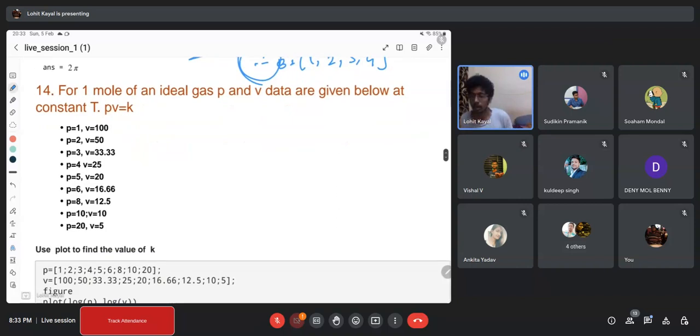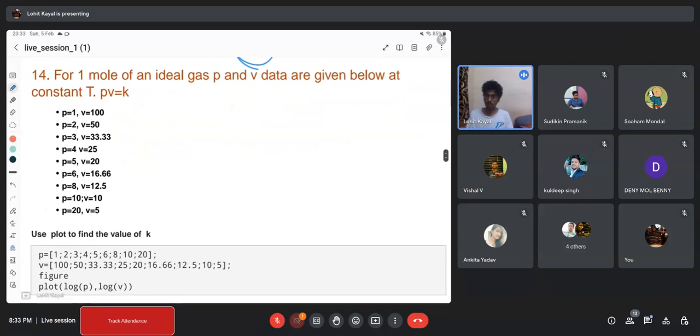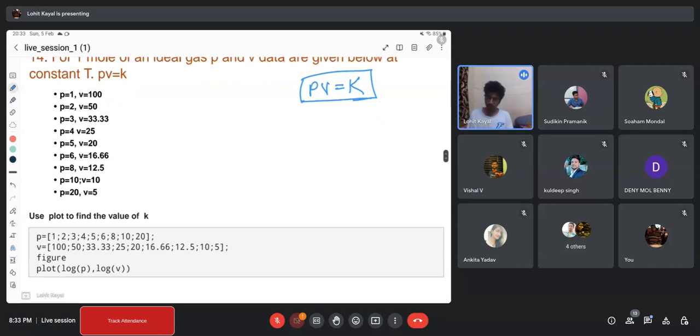Now a problem from school level thermodynamics. Use the relation PV equal to constant: the pressure and volume of an ideal gas is constant for a fixed temperature. Now we are going to prove it using a plot. I have told earlier that I will do many problems using plots, so this is the first one for that. Let me just save my recording.